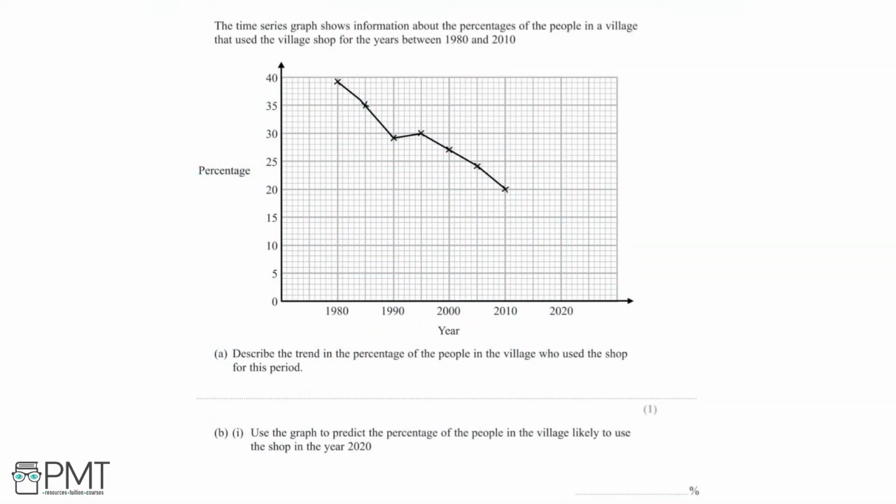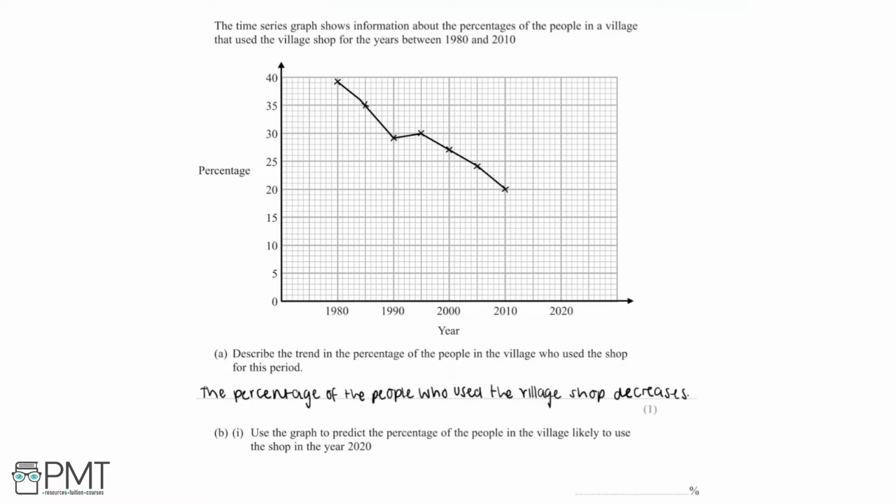In this question, we're given a time series graph which shows information about the percentages of the people in a village that used the village shop for the years between 1980 and 2010. In part A, we're asked to describe the trend in the percentage of the people in the village who used the shop during this period. Taking a look at our graph, we have a negative correlation, so as time goes on, the percentage of people that use the village shop decreases. And so in part A, we can say that the general trend is that the percentage of the people in the village who use the village shop decreases.